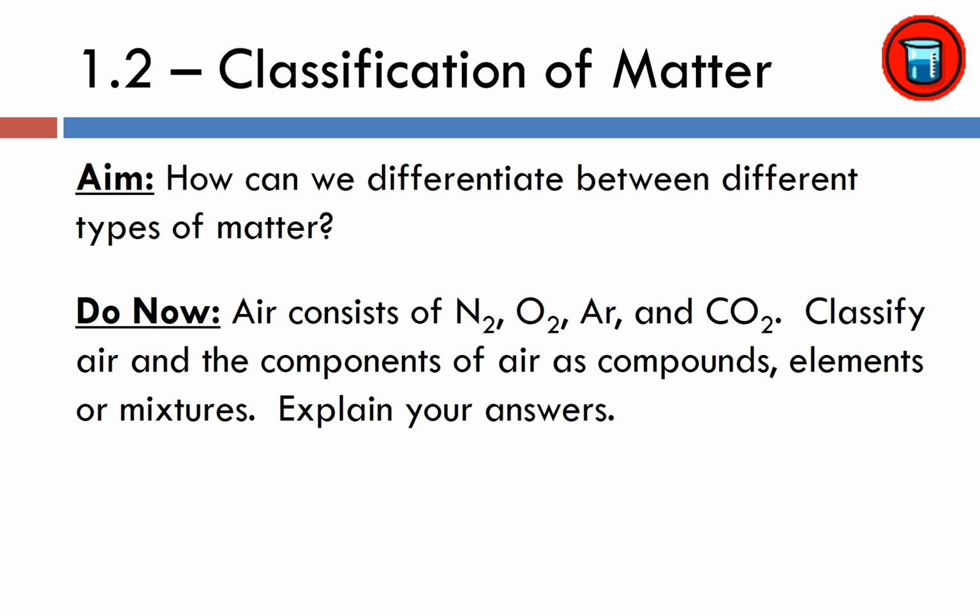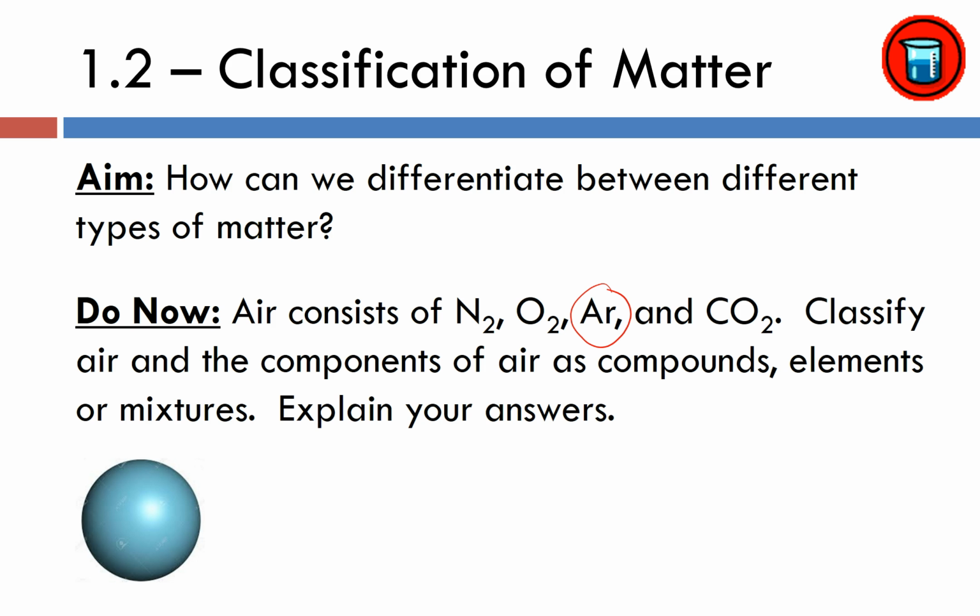Alright, so I'm going to start with Ar because I think that's probably the easiest one to explain. If you look at your periodic table, Ar is element number 18. It's argon. It's a monatomic element, and we've used the word a couple times now. Argon is definitely an element. If you can find it on the periodic table, it's going to be an element.